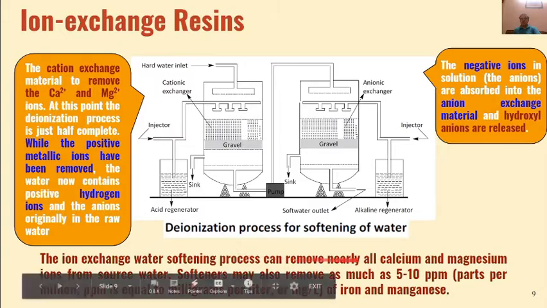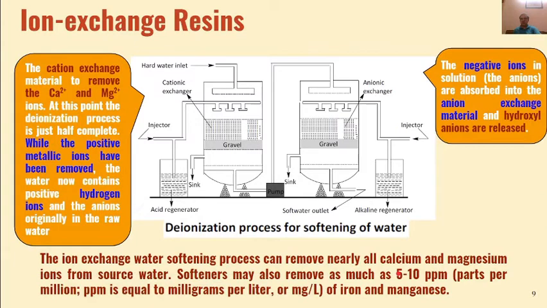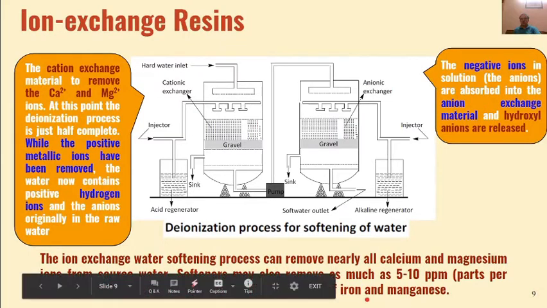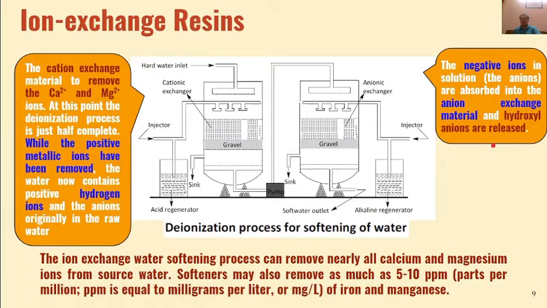So you have seen that the ion exchange water softening process can remove nearly all calcium and magnesium ions and all other anions which are present in the hard water. And after the softening, the hard water contains only 5 to 10 ppm of iron and magnesium. All other calcium, magnesium and other anions are removed from the hard water. So in that way this ion exchange process is very effective.